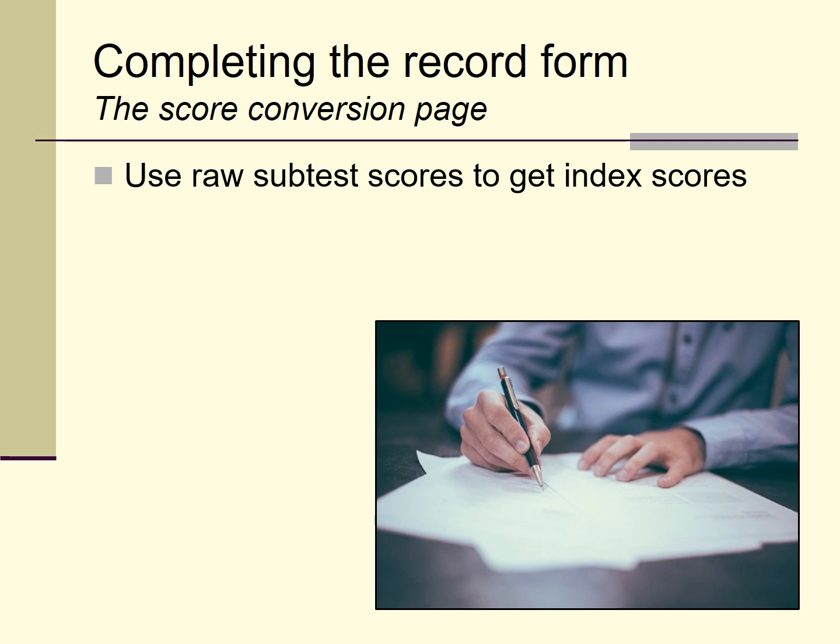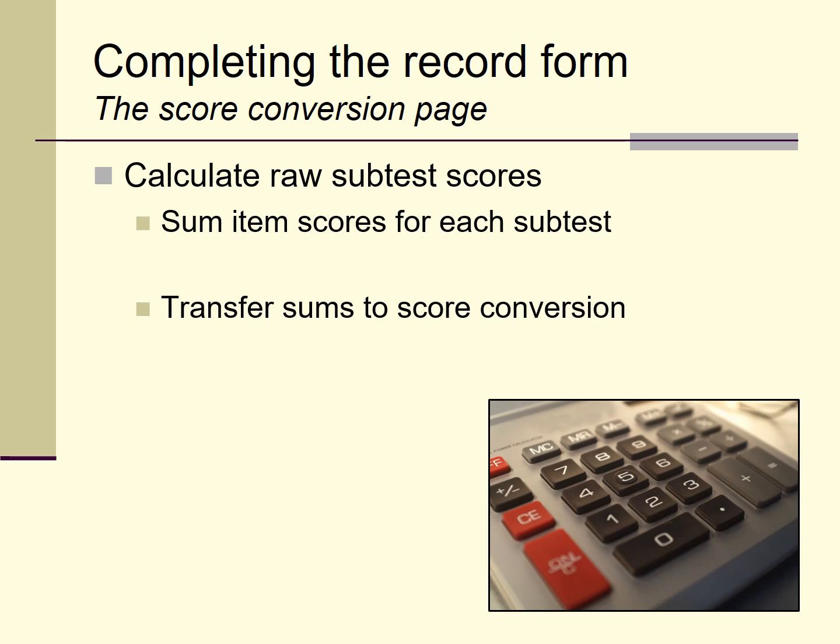So we use the raw subtest scores to get the index scores. How does that work? Well, we calculate raw subtest scores by summing up the items for each subtest, so summing up the points associated with the correct and incorrect responses on the little subtests, and then we transfer those total scores to a work page on the back of the record form called the score conversion page. Again, if you have a copy of the RBANS, you can flip to the back of the record form and take a look at what this looks like. If you don't, just imagine in your mind a little workspace where you can enter scores from each of the individual subtests on the RBANS.